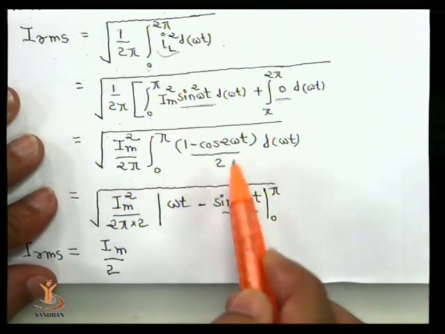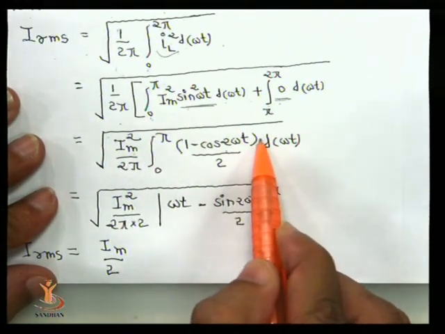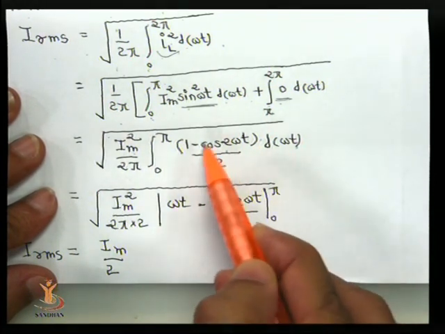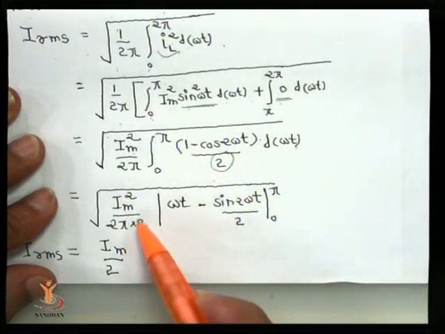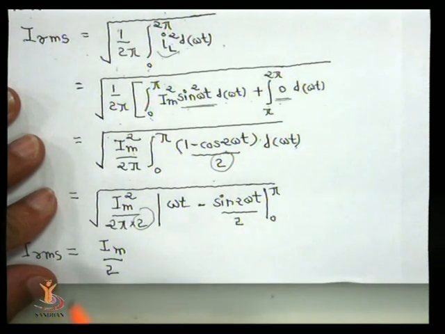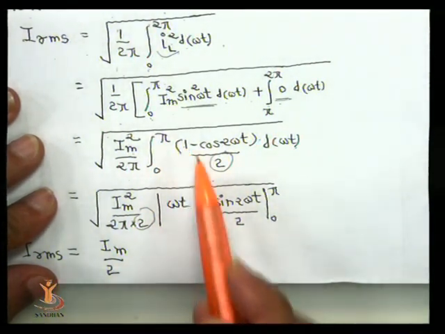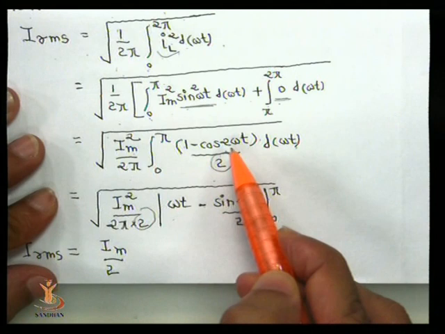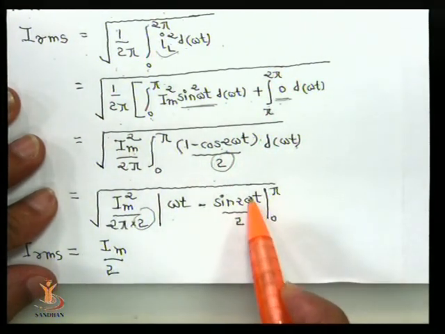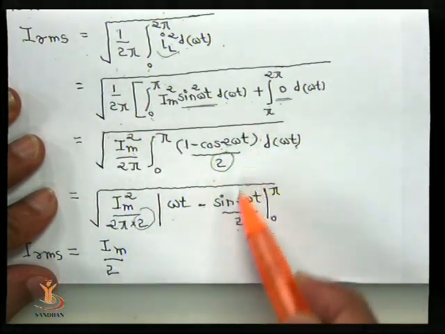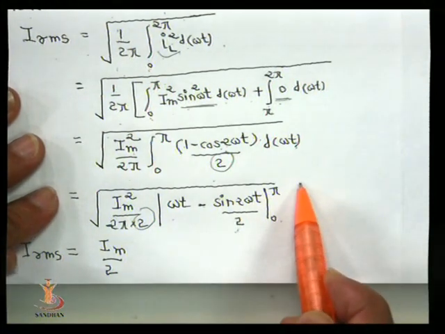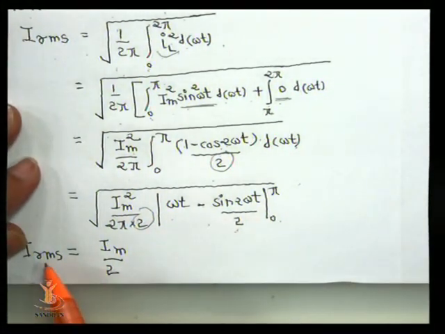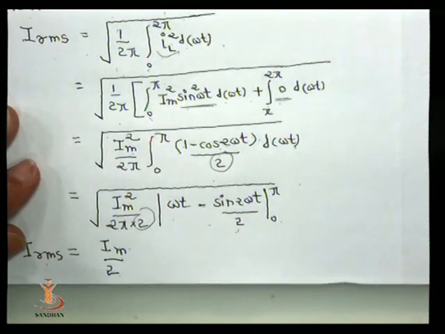Sin square omega t is nothing but (1 minus cos 2 omega t) by 2, d omega t. Let us take the 2 out, you put it like this. Integration of 1 is omega t, minus the integration of cos 2 omega t, which is sin 2 omega t upon 2. The limit is 0 to pi. If you solve this one, you get IRMS equal to Im by 2.